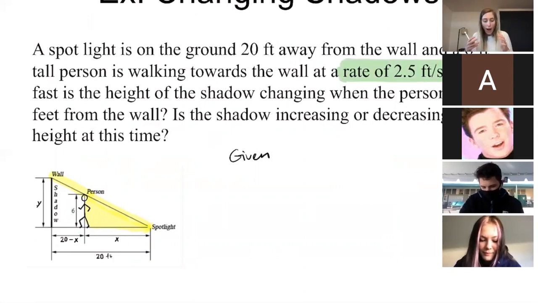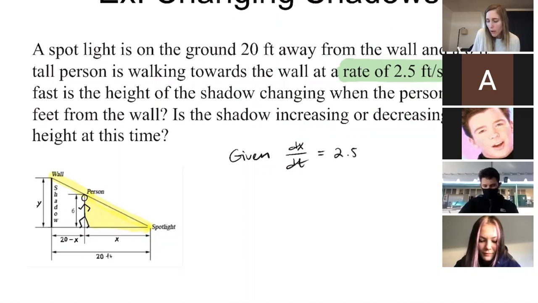So I don't want to think of that as, sorry, you guys, as 20 minus X changing, because that's just kind of complicated to think of. D of 20 minus X of dt. So I'm going to interpret that as the rate at which X, the distance X, is increasing with respect to time. So we're given that dx over dt is equal to positive 2.5 feet per second. And again, that's positive because as time is passing, we know that that distance X is going to be increasing.